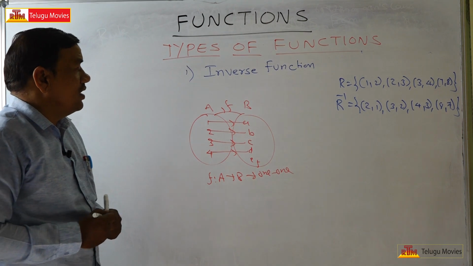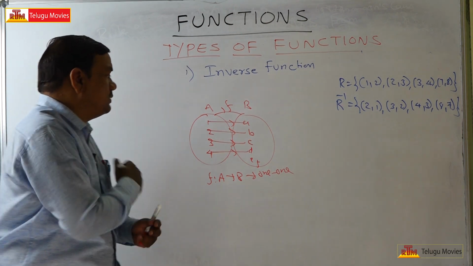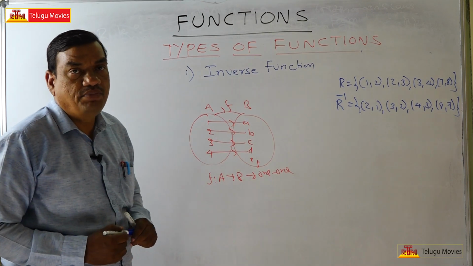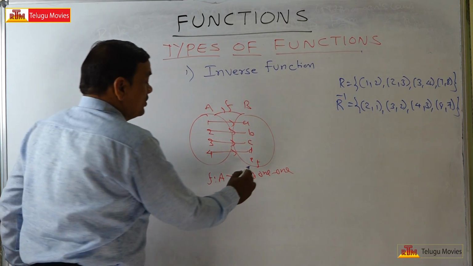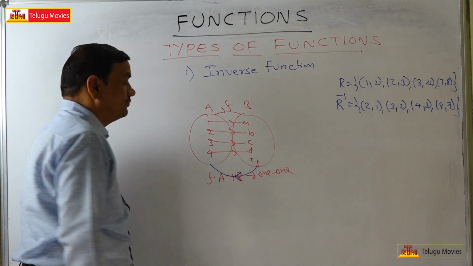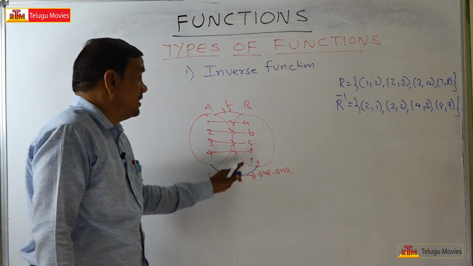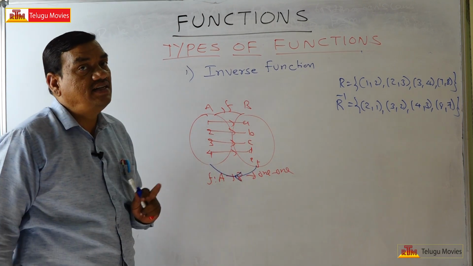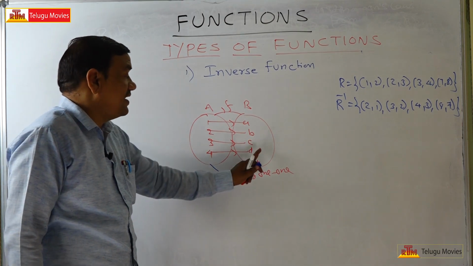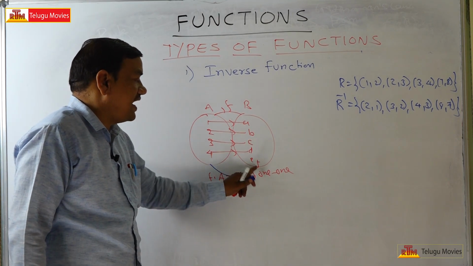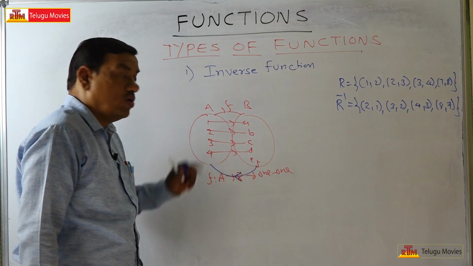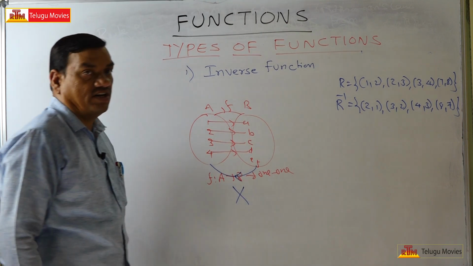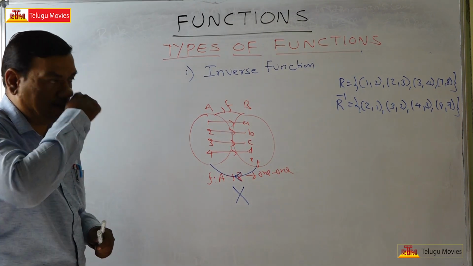Very nice. Now, we will think of that reverse process. Is this a function from B to A? Let us think about that. Is it a function from B to A? No. Why? Because the elements E and F do not have any image in A. That means from B to A, the elements E and F do not have any images in A. That's why from B to A it is not a function.